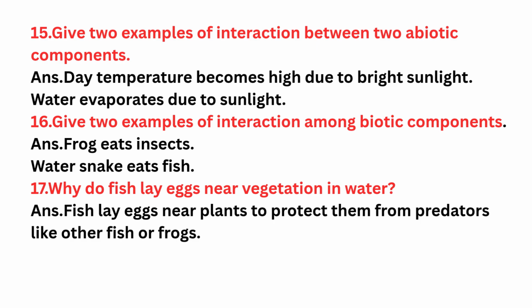Question number 16. Give 2 examples of interaction among biotic components. Answer: Frog eats insects, water snake eats fish. Question number 17. Why do fish lay eggs near vegetation in water? Answer: Fish lay eggs near plants to protect them from predators like other fish or frogs.